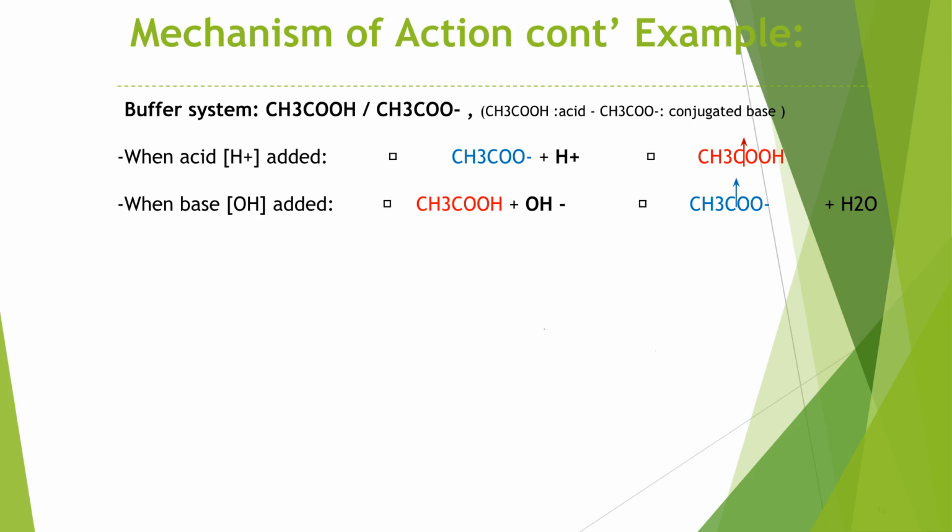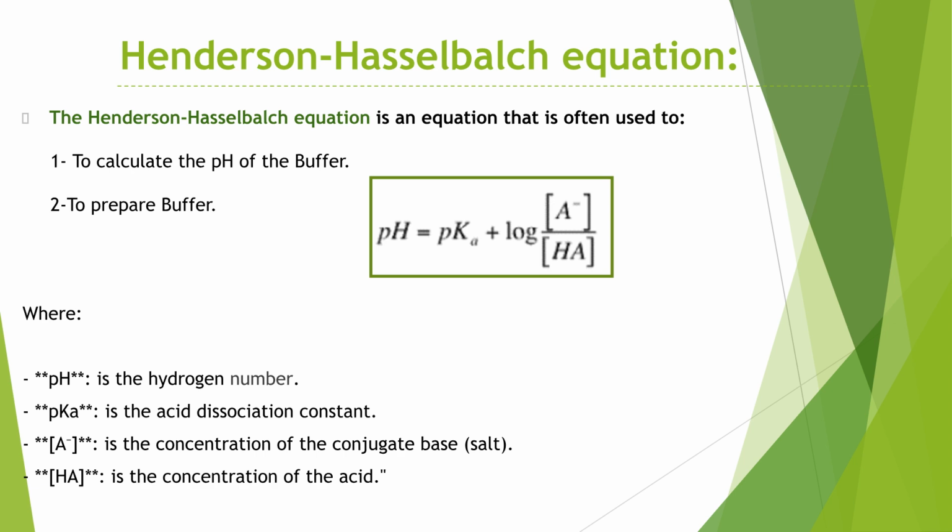In the acetic acid buffer system, added acid reacts with acetate. Added base reacts with acetic acid. Both reactions consume the added ions, maintaining a stable pH. The Henderson-Hasselbalch equation is used to calculate and prepare buffers. It relates pH to the acid dissociation constant, pKa, and the concentrations of the conjugate base and acid.